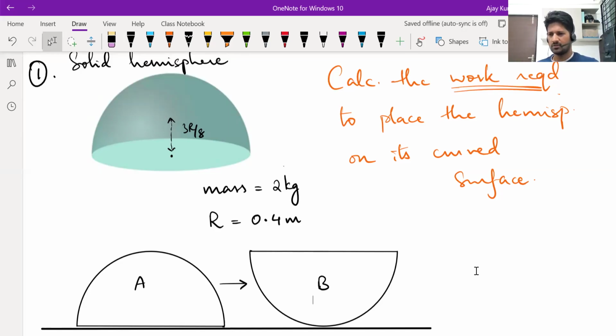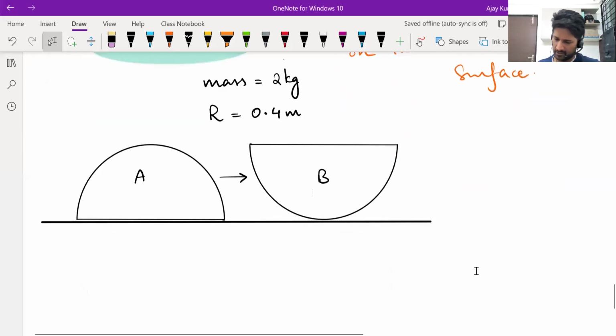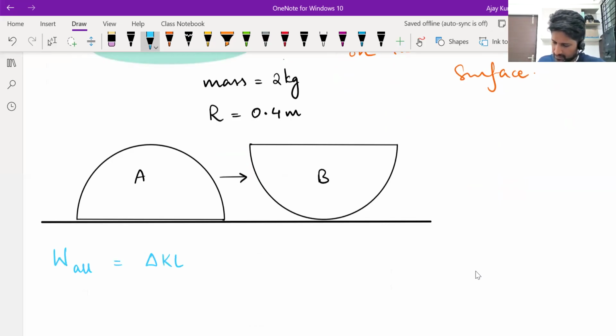So F dot s is not going to work, or integral F dot ds is not going to work. We have to use some other ideas. You may use this idea that work done by all forces is equal to change in kinetic energy. Work kinetic energy theorem, if you remember. Work done by all forces is equal to change in kinetic energy.